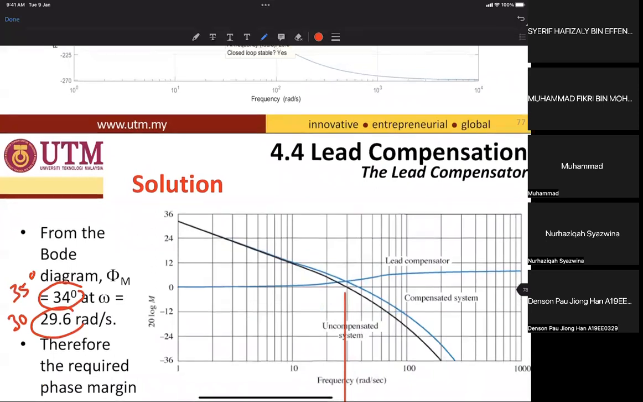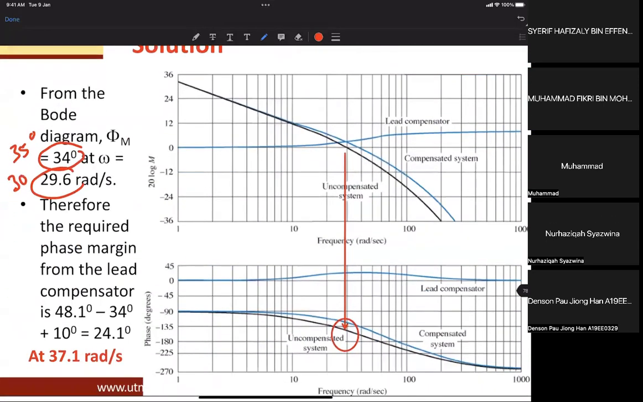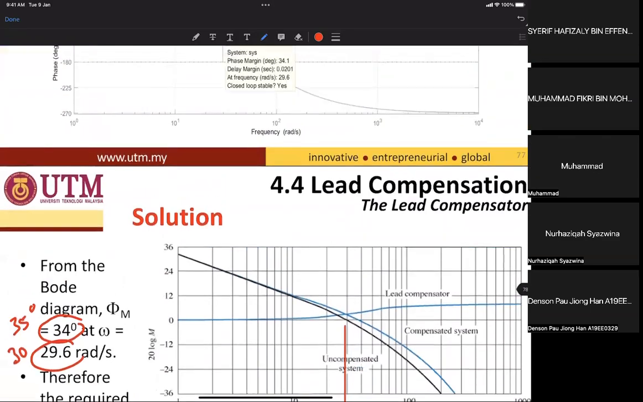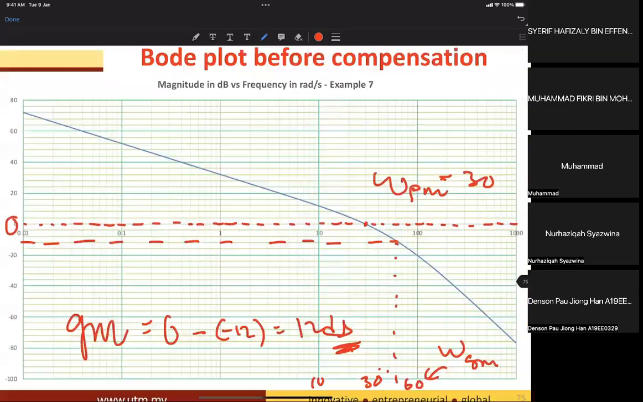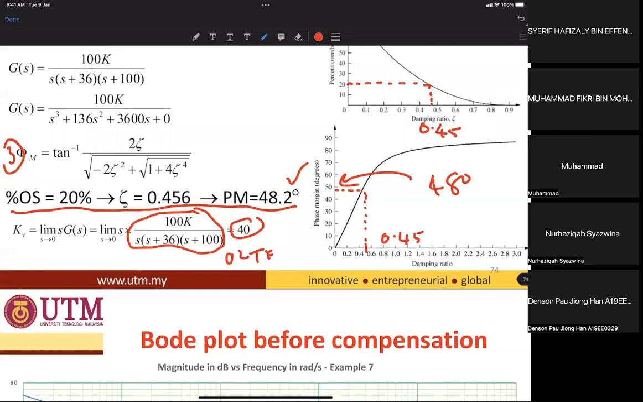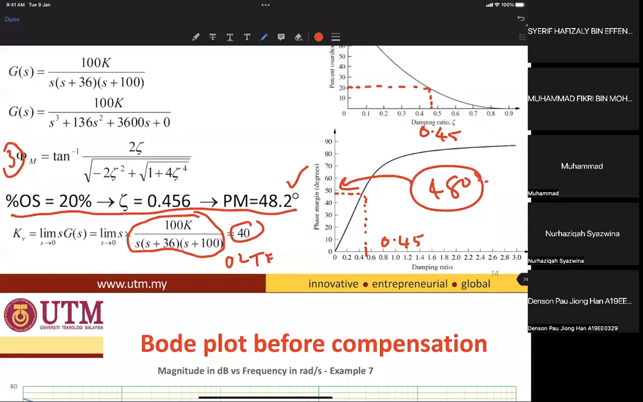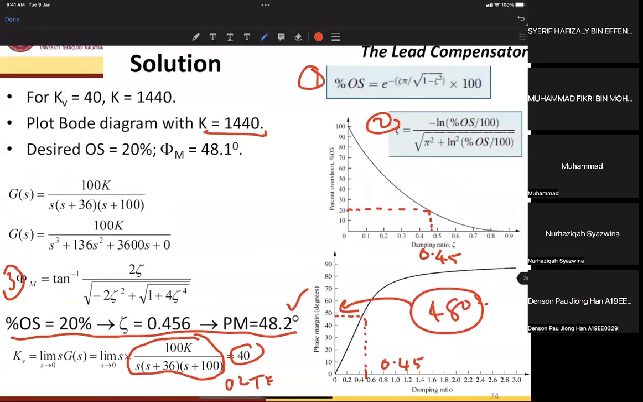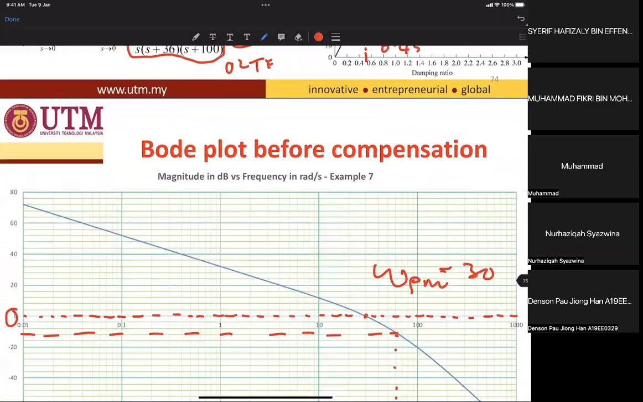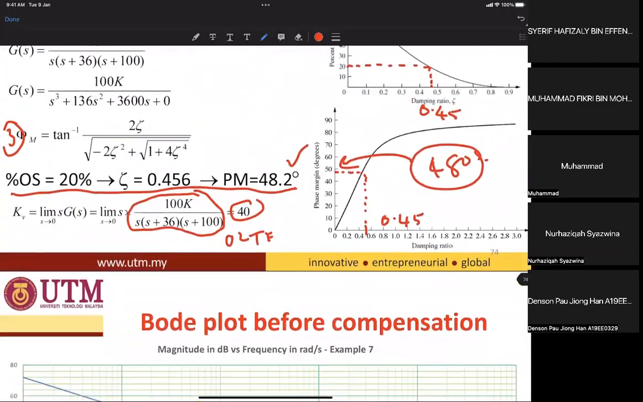So therefore, the required phase margin from the lead compensator is 48.1, which we get from the targeted graph. It's targeted, right? This one, 48, from the spec, from the given OS. Yeah, from the given OS of 20% overshoot.